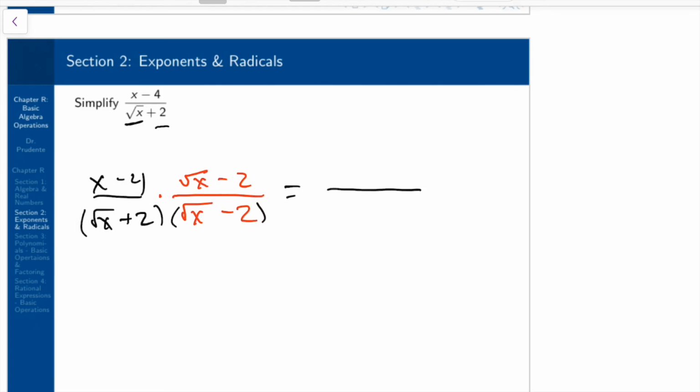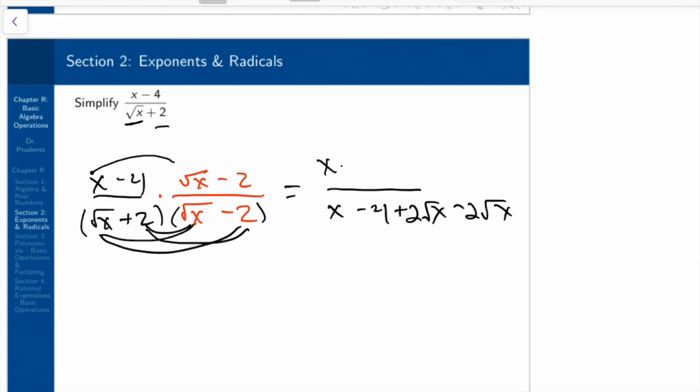Well, when we multiply, we're going to have to FOIL. In the denominator I'll get x minus 4 plus 2 root x minus 2 root x. That's for the denominator. For the numerator: x root x minus 2x minus 4 root x plus 8.